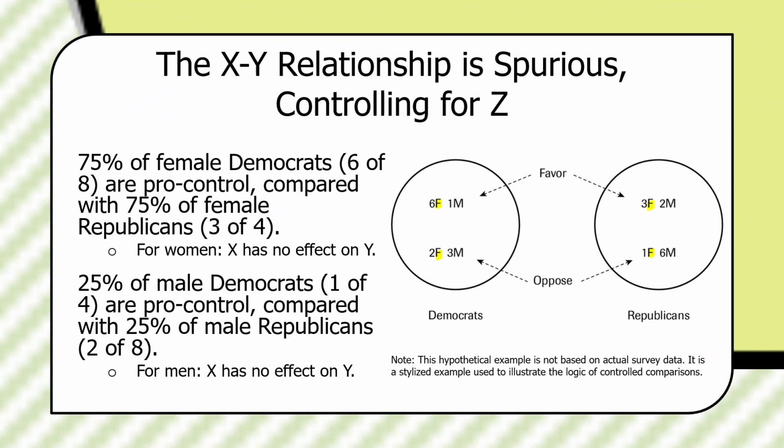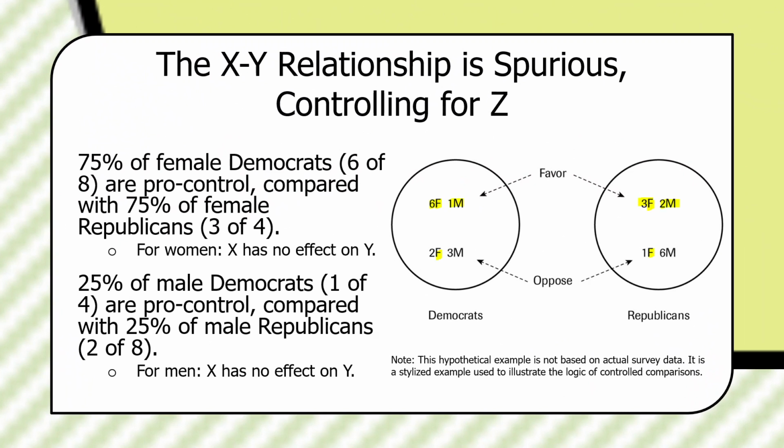So the compositional difference is also very strongly related to the dependent variable, gun control. Overall, if we add up all the women, 9 of the total 12 women are in favor of gun control. That's 75% of all the females represented in this graphic who are pro-control, and only 3 of the 12 males overall are pro-control. So that's like 25%.